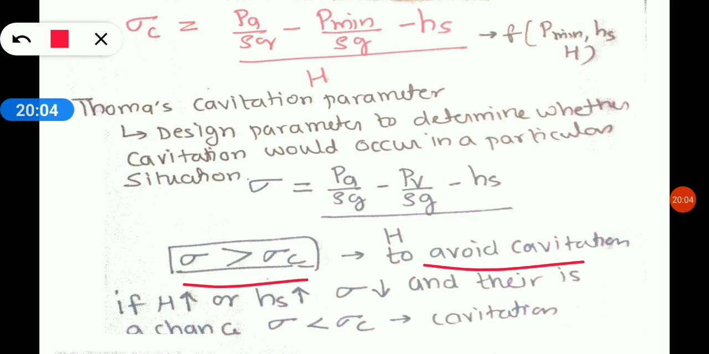Now if H is high, if the net available head is very high, or if hs is very high, then sigma will decrease. If the net head is very high, that will also create a high vacuum. Or if the height above the tail race level is very high, then also sigma will decrease, and that would lead to cavitation. So that was all about cavitation.